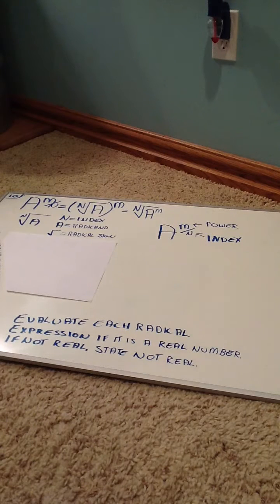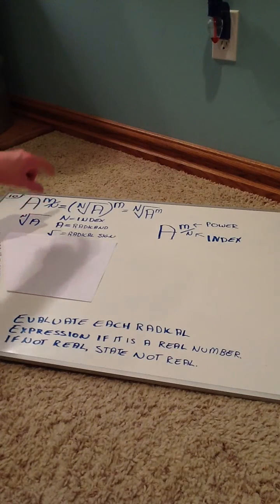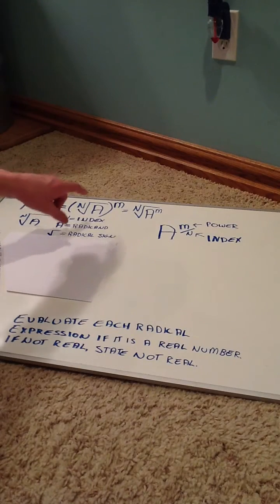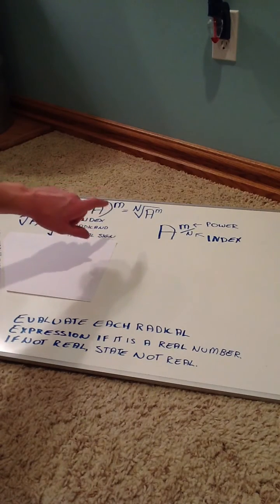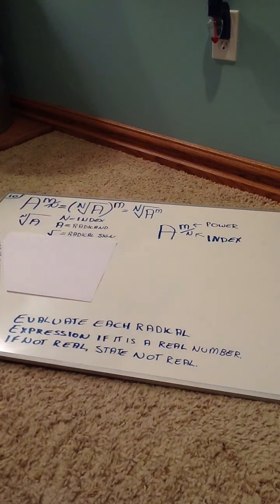Alright, so before we start solving anything, we have to go over what a few terms mean. Up at the top, I have a to the m over n, which equals the nth root of a to the mth power, which equals the nth root of a to the m. Now you're wondering, what the heck are a's and m's and n's? What does that have to do with math? Well, let's break it down further.